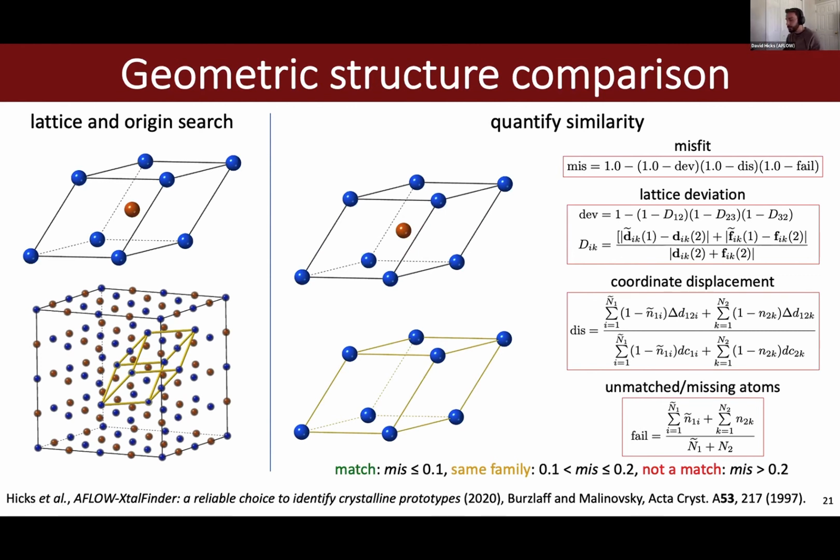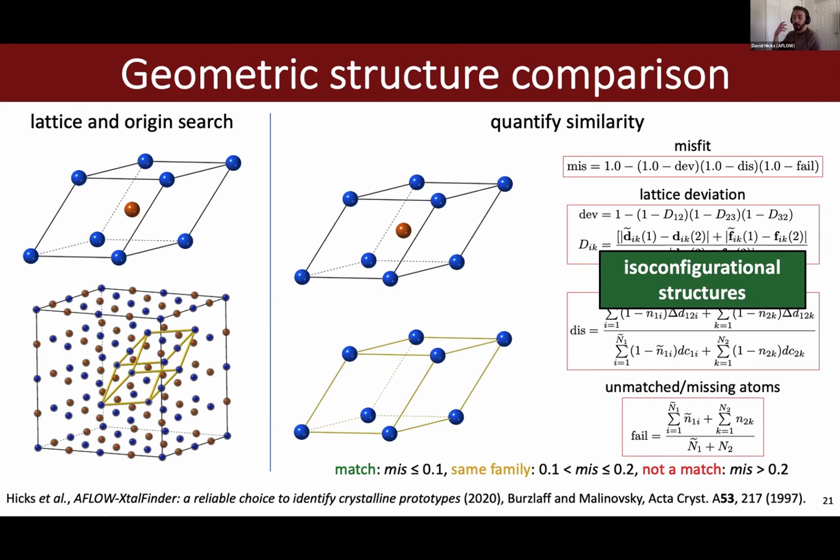There are ranges of this that have been defined by these authors, and we've actually validated this in the work that we've done. These are nice ranges. If the misfit is less than 0.1, the structures are the same, and if it's greater than 0.2, they're not a match. This will tell us whether or not two structures are isoconfigurational, or exactly the same.